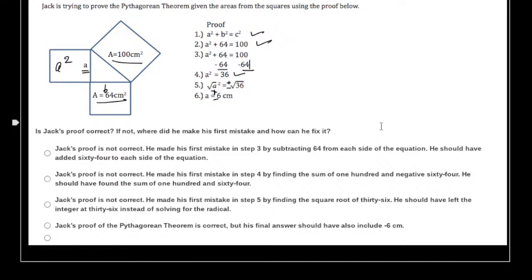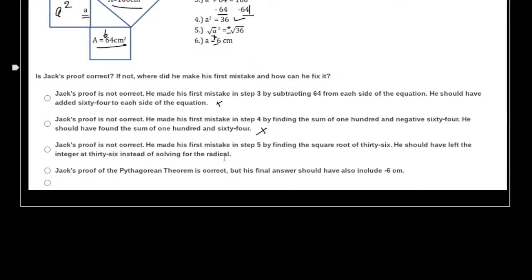Now the second option is: Jack's proof is not correct. He made his first mistake in step number 4 by finding the sum of 100 and negative 64. He should have found the sum of 100 and 64. Again this statement is incorrect. Okay, these two statements are incorrect.